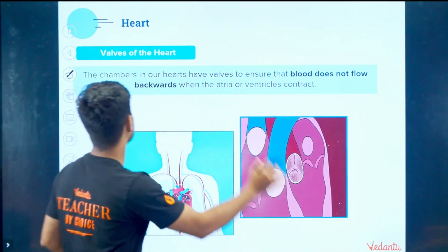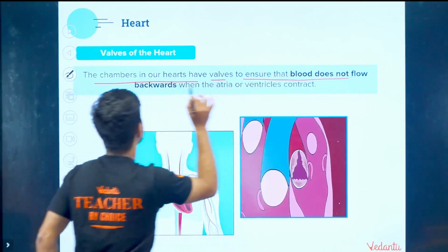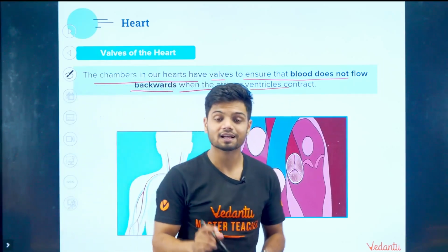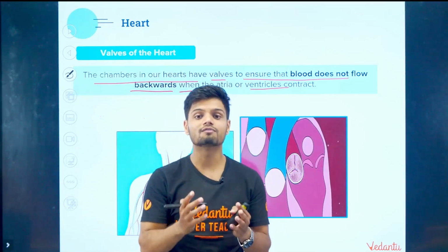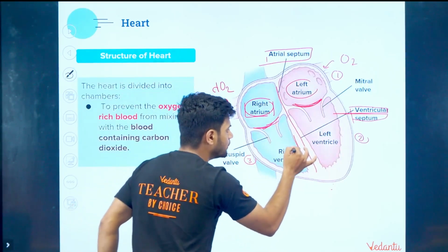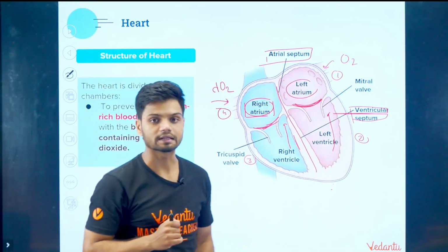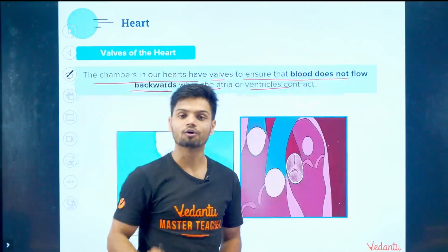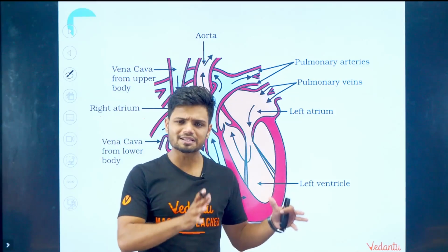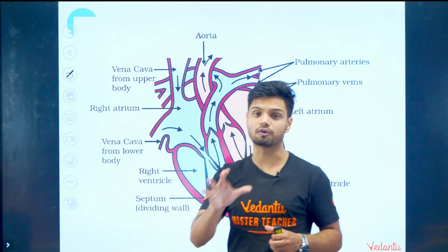Now valves have one more key function which is also a previous year question. The chambers in the heart have valves to ensure the blood does not flow backwards when the atria and ventricles contract. That is the main function of the valves which all of you need to understand. That is, the valves will make sure that the blood does not flow back into the atrium from the ventricle. Clear? Now next, understand the structure and function. Structure is done. Basic structure of the heart is done now. Let's take an NCERT diagram and understand the function of the heart now.